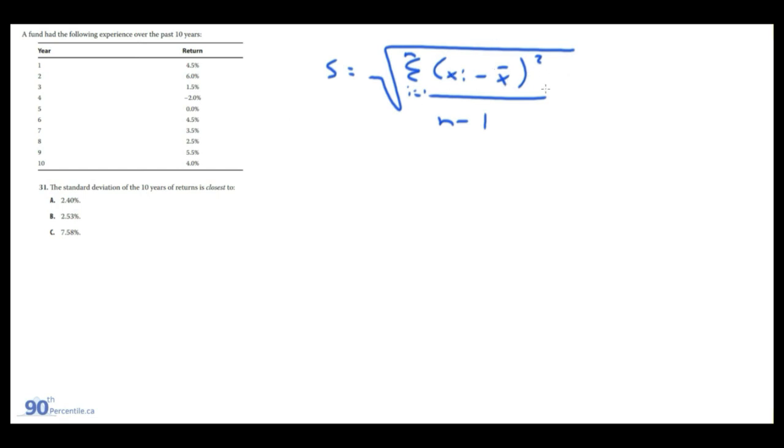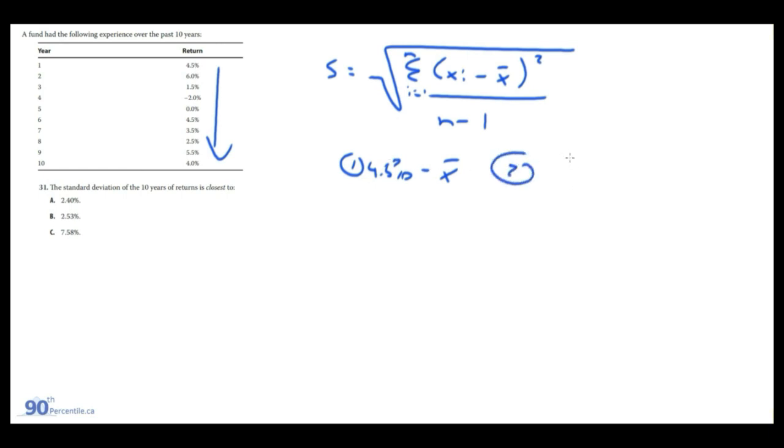So to actually do this by hand would take a lot of time, and I don't recommend it. There'd be a couple steps. One would be to calculate the difference between the return, so like 4.5%, and the average. We don't have the arithmetic average, so you have to calculate it from this, and then across all these observations, 4.5% minus the average, 6% minus the average, etc.